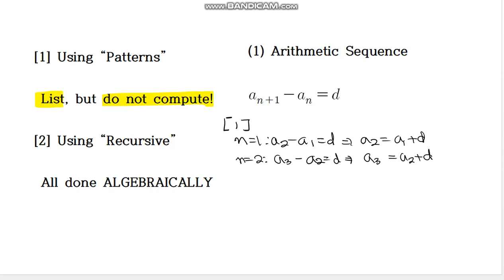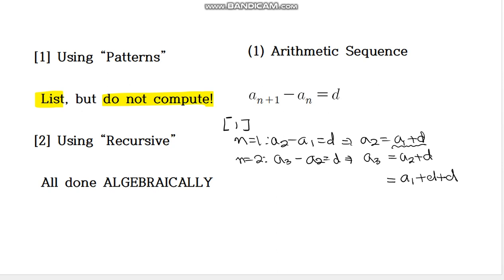But what I mean by not compute is that in an actual sequence, a1 and a2 are likely to be given as numbers. I didn't give you numbers, so what I mean is do not add a1 and d together. For example, if a1 is 2 and d is 3, do not make it 5. Just leave it at 2 plus 3. Now this becomes a2 plus d, right? Then a2, you can replace with this result. Then it is a1 plus d plus d.